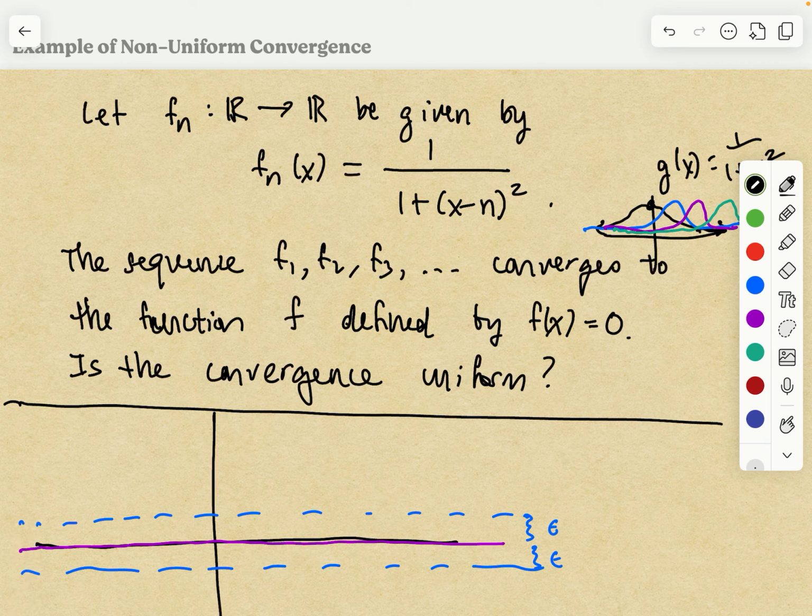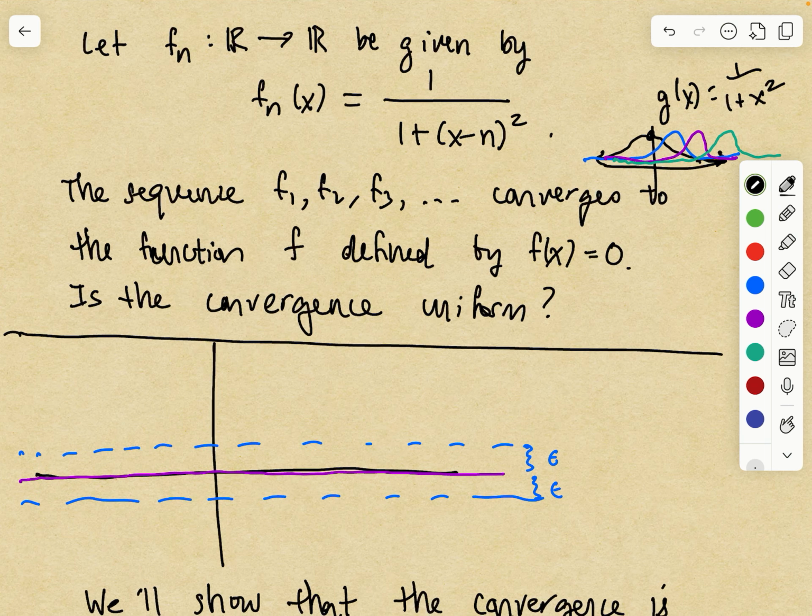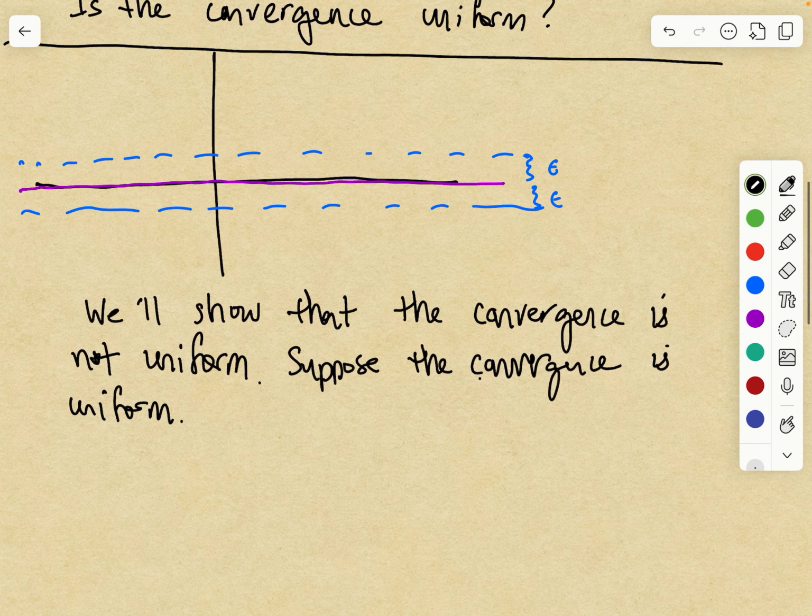We should take epsilon to be less than 1, right? Anything less than 1, because we probably could take epsilon to be equal to 1, but we should take epsilon to be less than 1 because if you take epsilon less than 1, then no matter what your n is, you're going to be able to find an x for which f sub n of x is greater than 1/2. So suppose that the convergence is uniform, and then let epsilon be 1/2.